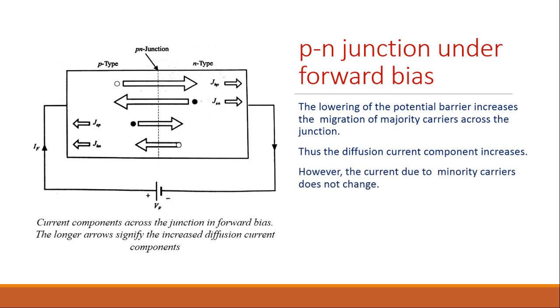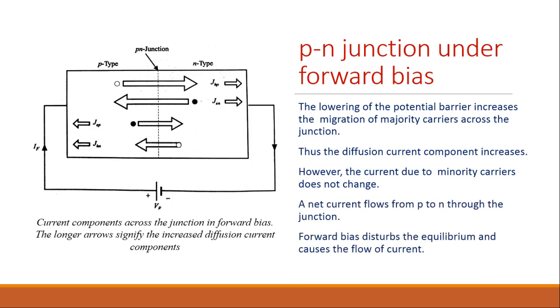However, the current due to minority carriers does not change. As a result, a net current flows from P region to N region due to the diffusion of majority charge carriers through the junction. Thus, the action of the forward bias is to disturb the equilibrium and cause a current flow through the diode. The various current components in a forward biased PN junction are shown in this diagram.